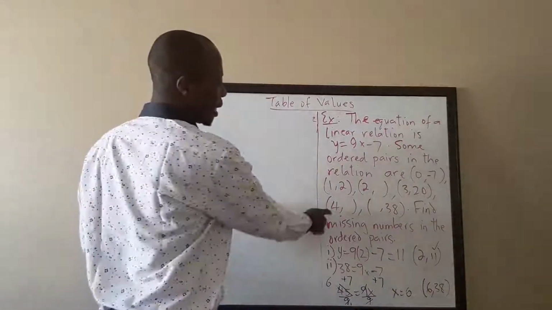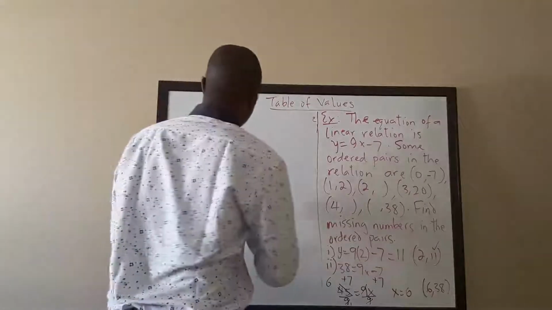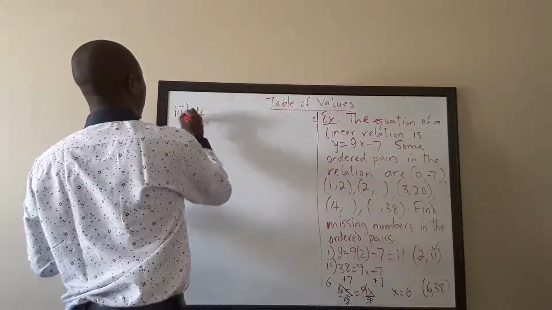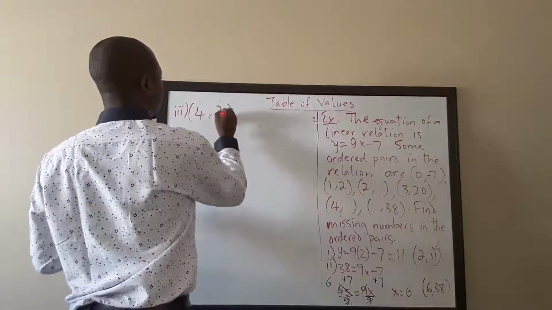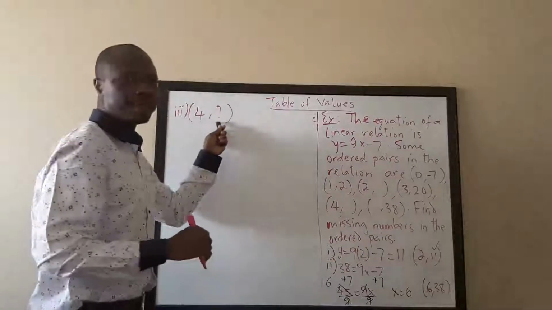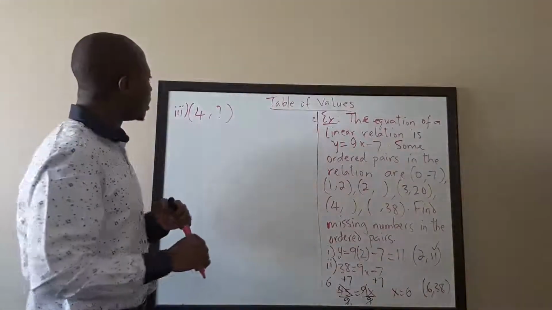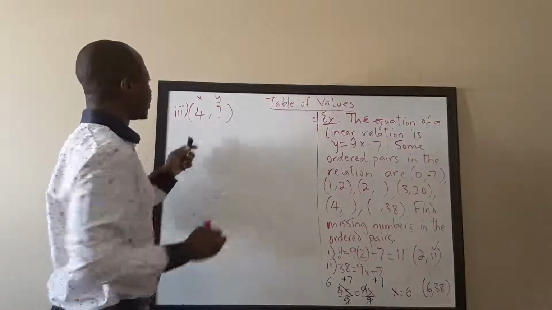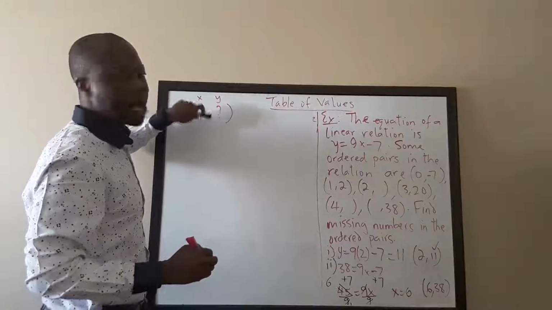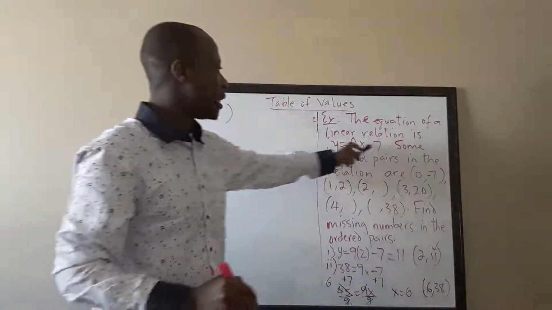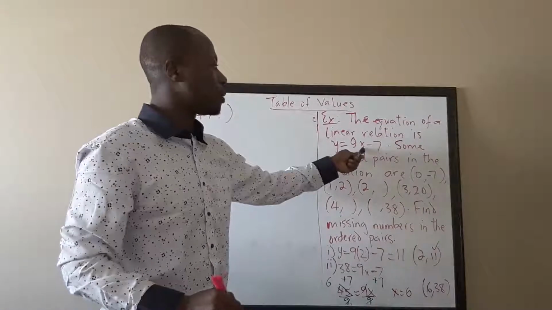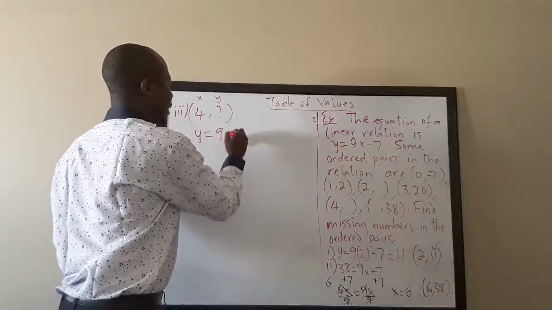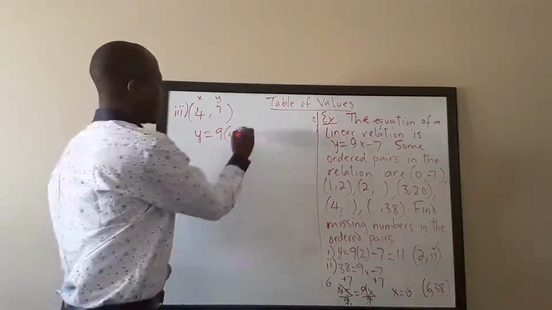Now let's just go for the last one, 4. They're asking us for this one right here. So I know x, because it's always x and y. We know x, we don't know y. So we're going to write this and plug in x equals 4. So that'll be y equals 9x, or 9 times 4, minus 7.